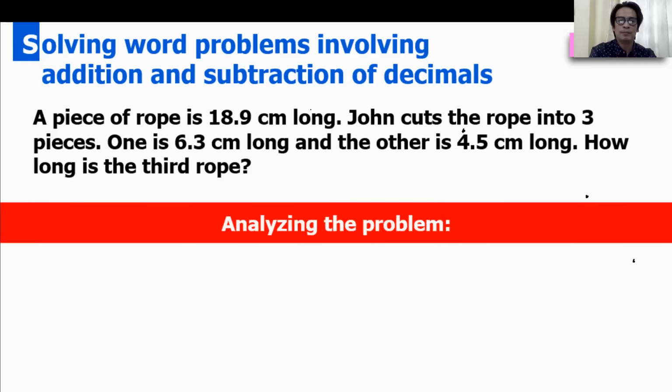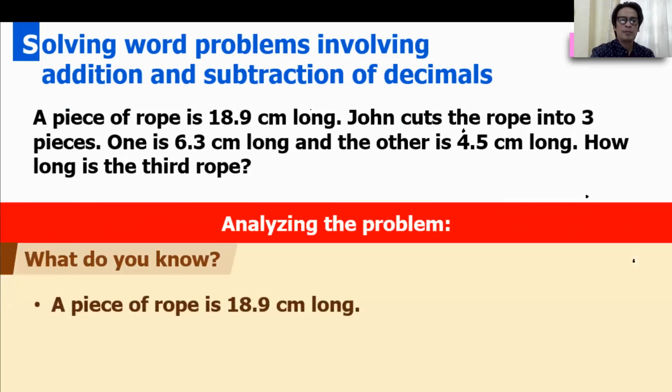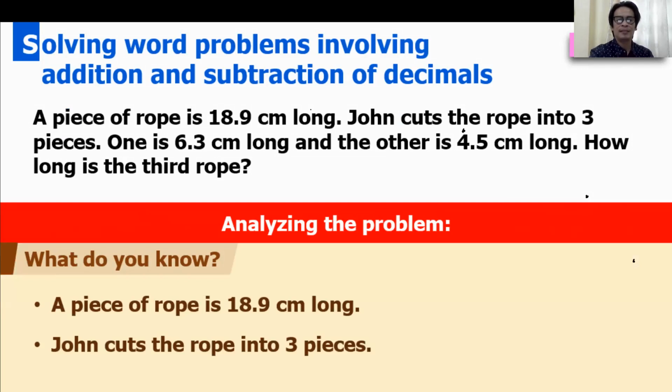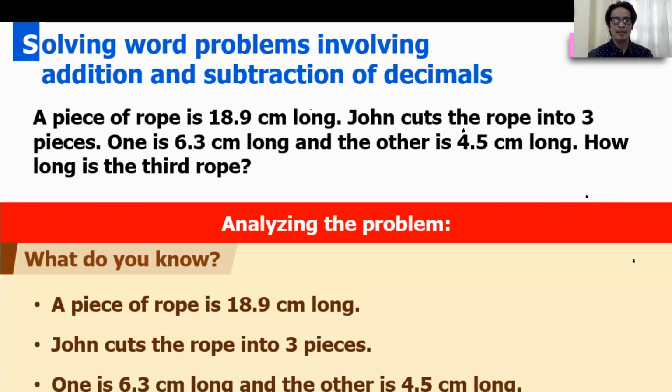Analyzing the problem, what do you know? A piece of rope is 18.9 centimeters long. John cuts the rope into 3 pieces. One is 6.3 centimeters long and the other is 4.5 centimeters long.